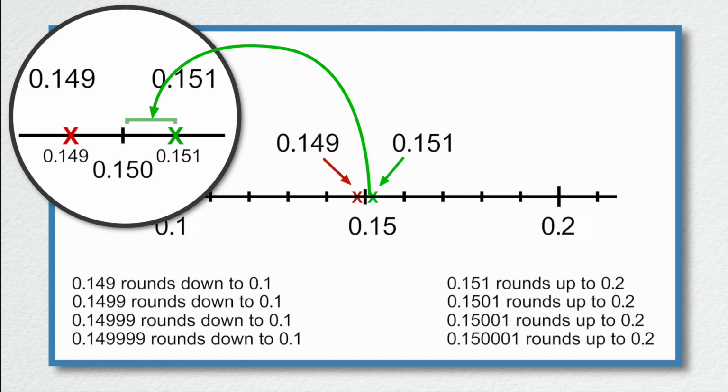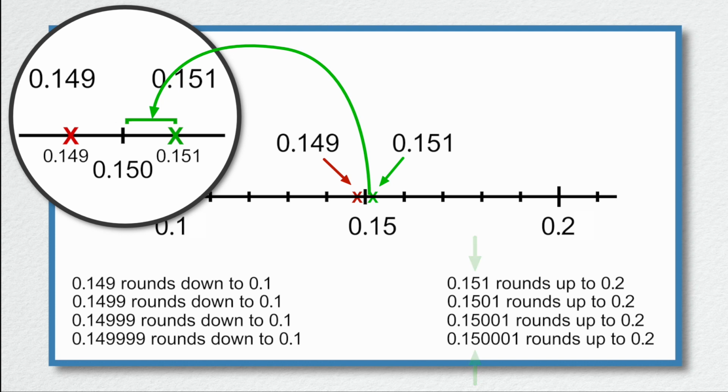Similarly, if we look at 0.151 and look at values between 0.15 and 0.151, all these values will round up to 0.2, and the determining digit in each of these numbers is the 100ths. And the fact that we have 0.15 something tells us that all these values are greater than 0.15, and so we round up to 0.2.